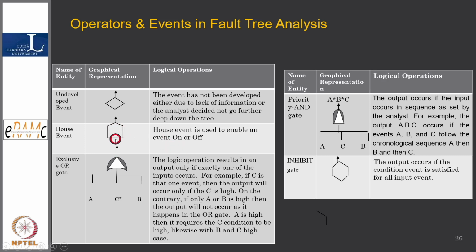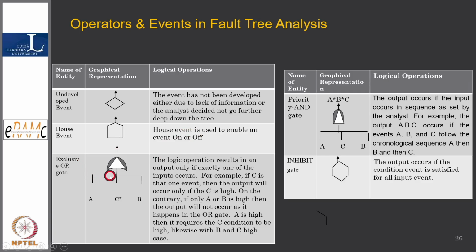Suppose there is a fault tree and this is a house event. In a particular simulation we want to remove this event, remove that branch. So we will use a house event, we will keep it off, we will switch it on. That means it helps in simulation of the fault tree.